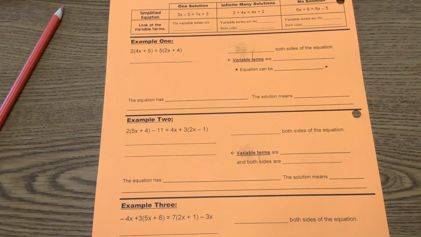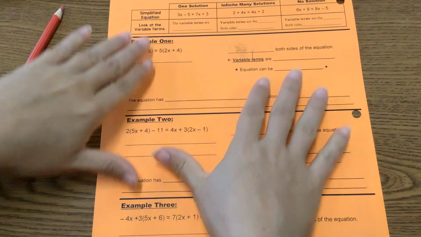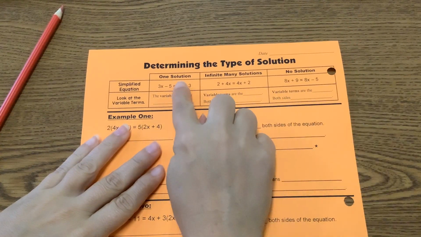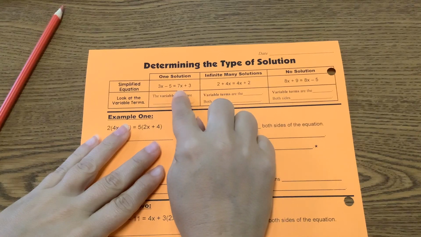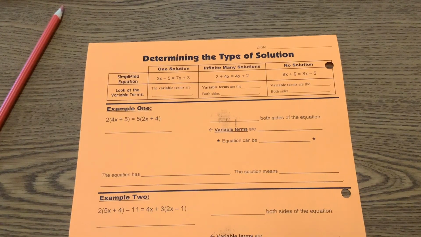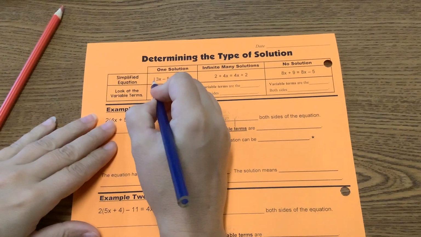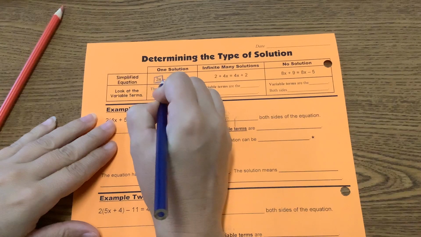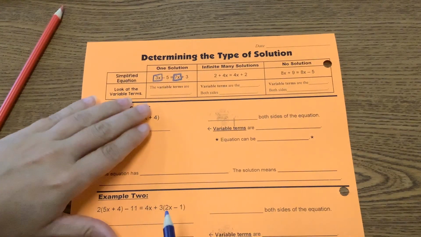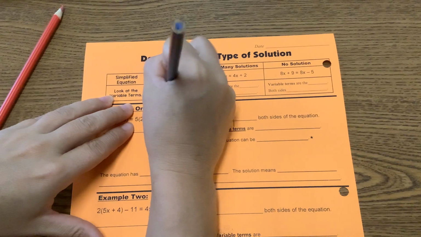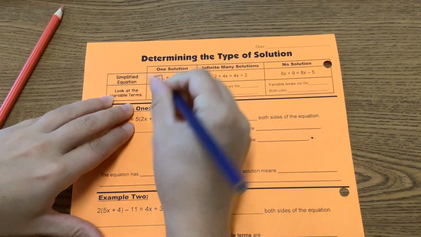All right. So we have at the top here a chart going over our information. It says one solution. What do you notice about the variable terms for one solution equations? They're not equal. So box those in with your blue pencil, the 3x and the 7x. The variable terms are different. They're not equal. I'm just going to use the word different.